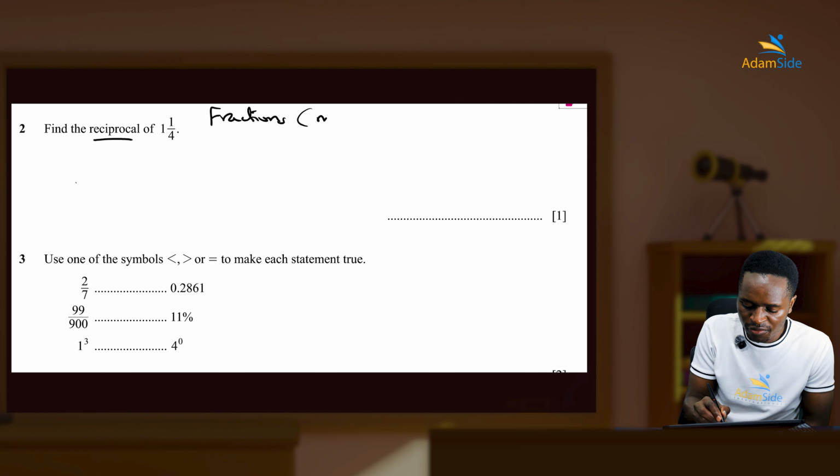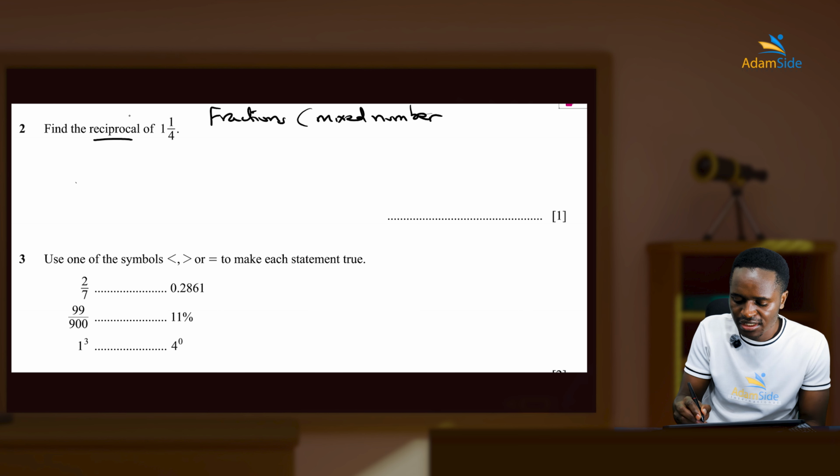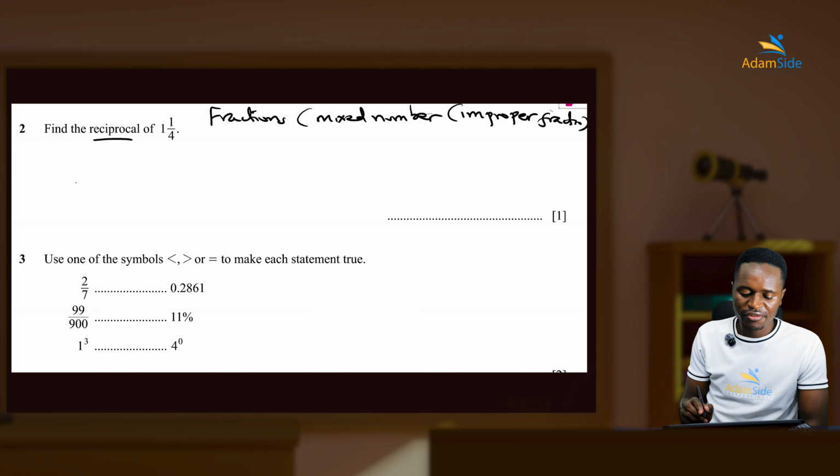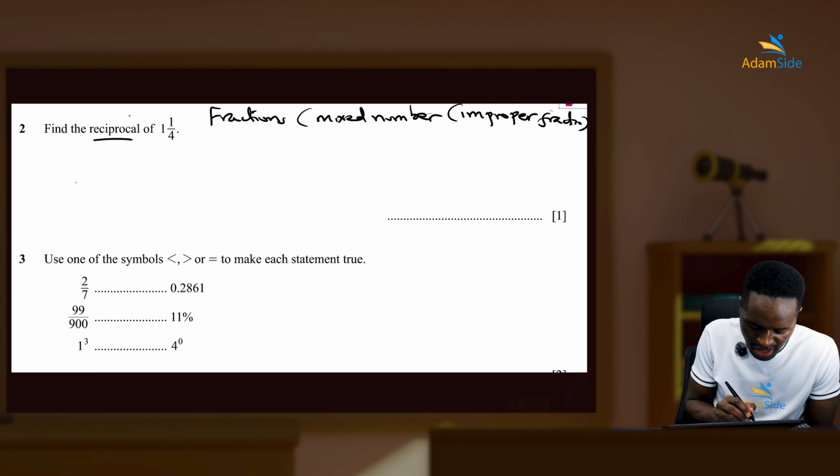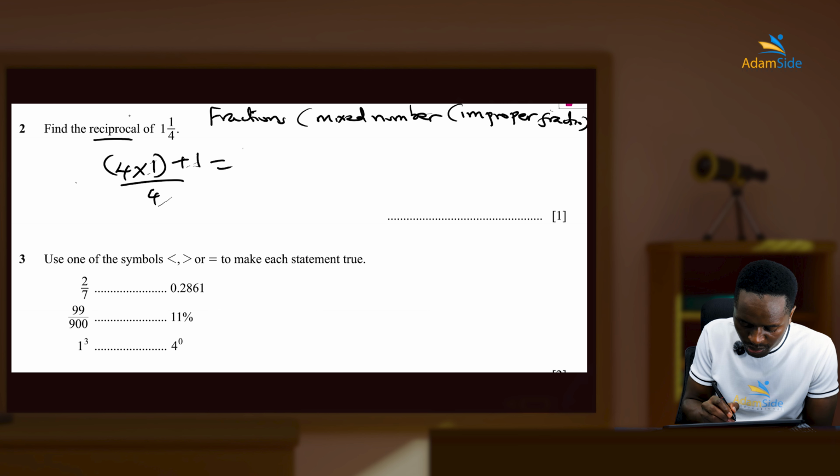So we have a mixed number. This is called a mixed number. So a mixed number, you change it into an improper fraction. Now we do this. We take the denominator 4 times 1 plus the numerator 1, divided by 4. 4 times 1 is 4. 4 plus 1, so 4 plus 1 over 4. You get 5 out of 4.